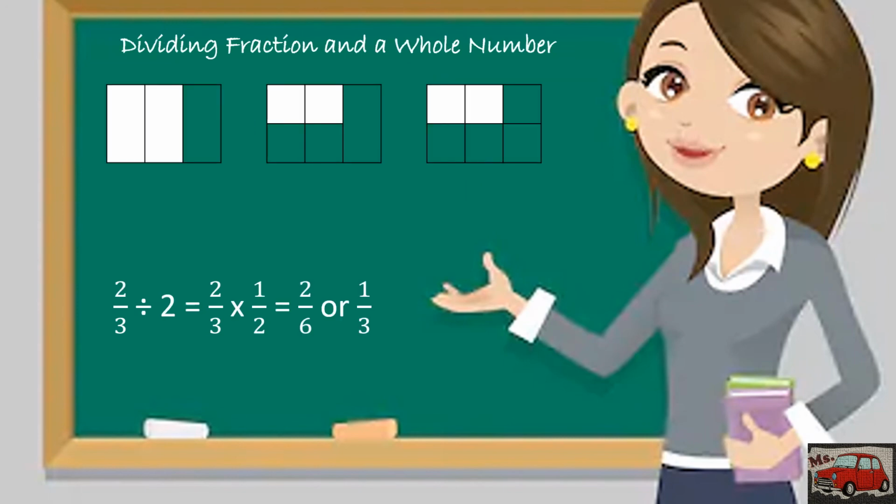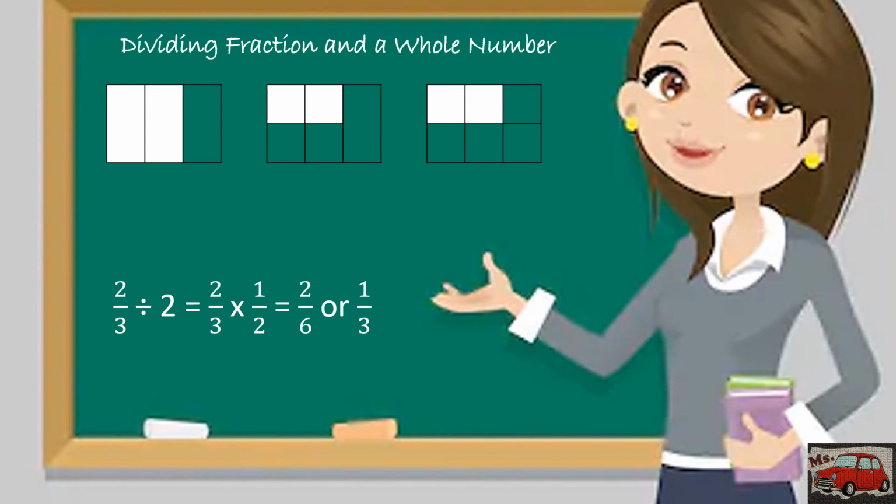Dividing fraction and a whole number. So, we have here 2/3 divided by 2. So, ni-reverse lang natin yung ginawa natin kaninang multiplication, di ba? Yung product natin kanina is 2/3, and yung isang factor natin is 2. So, dapat ang maging sagot dito is yung isang factor ng pinag-multiply natin, which is 1/3. Okay, so paano nangyari yan? So, we have 2/3, hatiin daw natin sa dalawa.